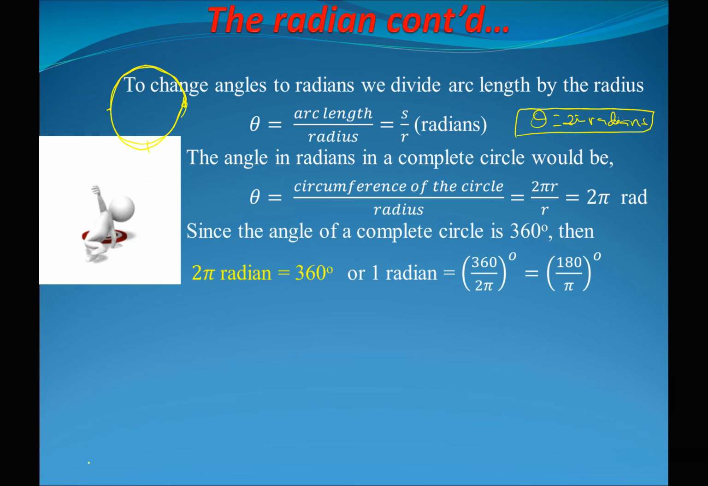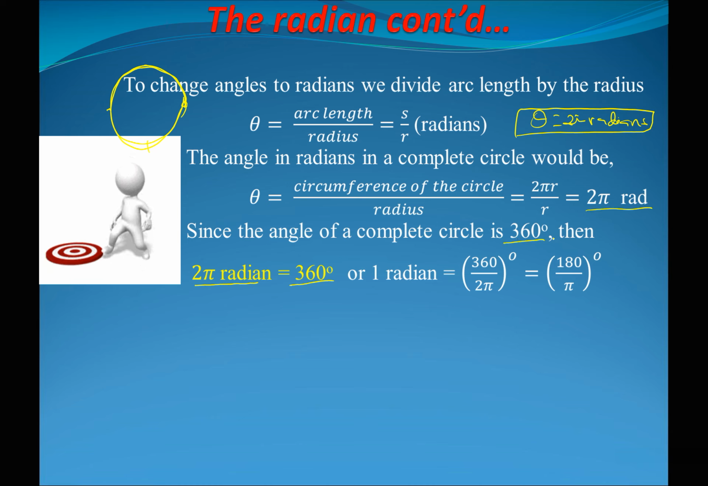Therefore, 2 pi radians is going to be the same as 360 degrees because one complete cycle, which is the same as the circumference of a circle, has given us 2 pi in radians. And moving around a complete cycle, we cover 360 degrees. So 2 pi radians is equivalent to 360 degrees.